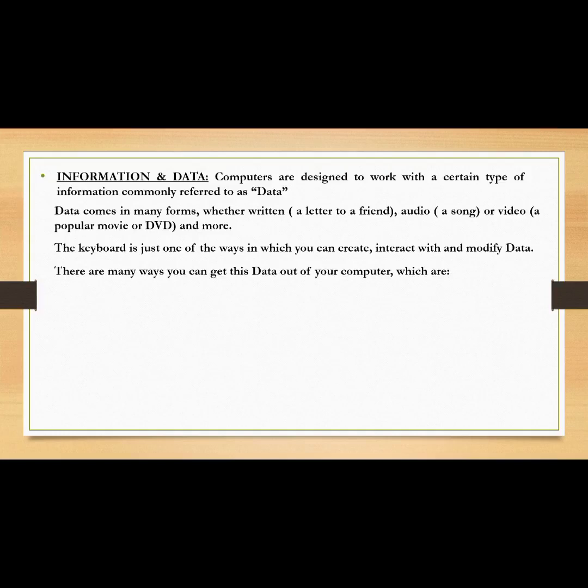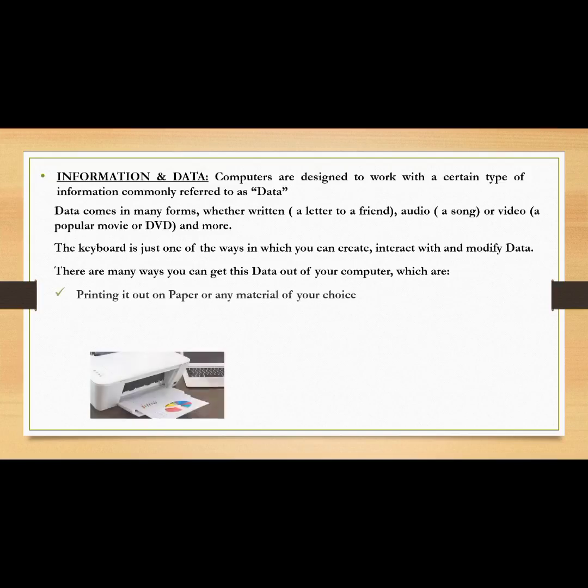So there are many ways you can get the data out. Like I said, after doing all this creation and inputting, you definitely get it out of your computer. You won't leave it there, will you? Okay, so which are the ways you can get this out of your computer? Number one, by printing it out on paper. For example, you type something on your phone and you want to print it out. You go to a cyber cafe, you give it to them, they send it to their printer, and you print it out.